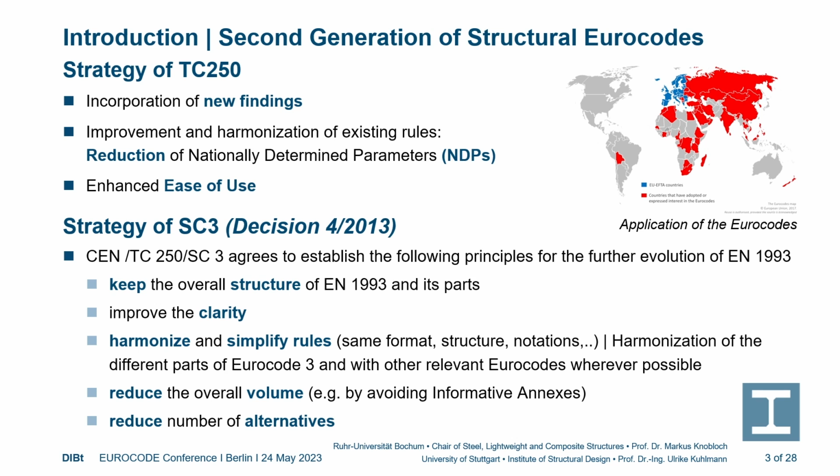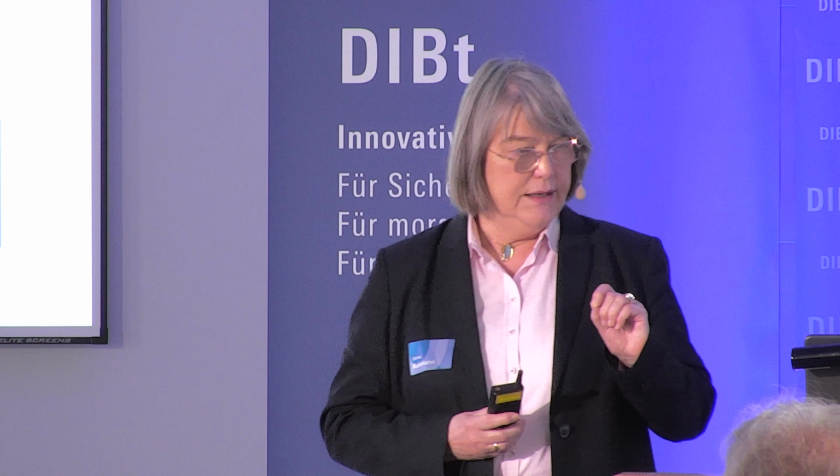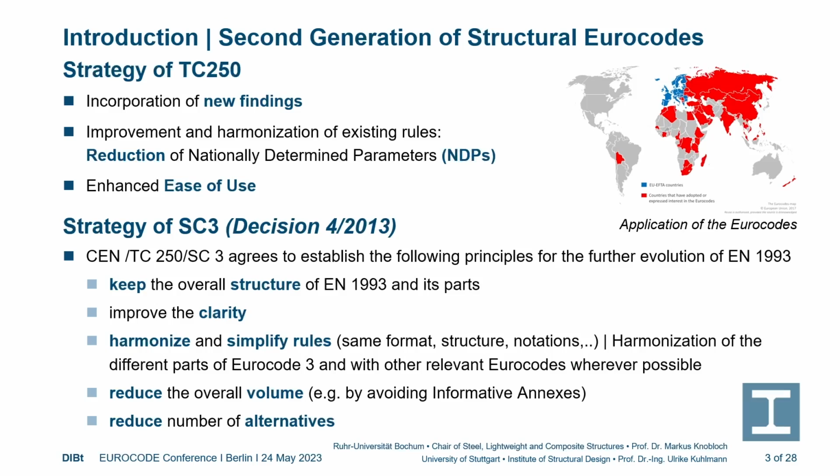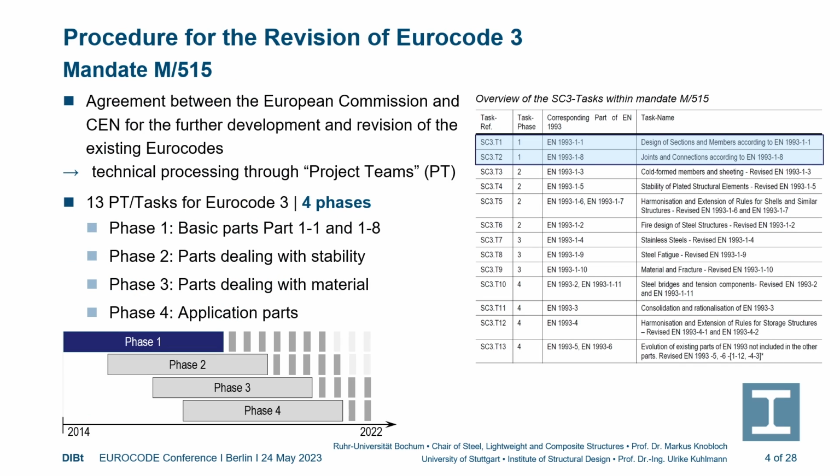That is very similar to the general guidance, but also we wanted to have a focus on the harmonization between the different parts of Eurocode. We want to reduce the overall volume, for example, by avoiding these many existing informative annexes, and reduce the number of alternatives, which was especially important for Part 1.1, where we had a number of alternatives for lateral torsional buckling. So I think these are some main aims.